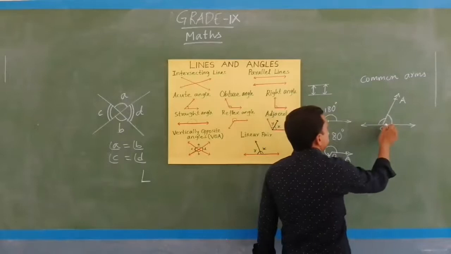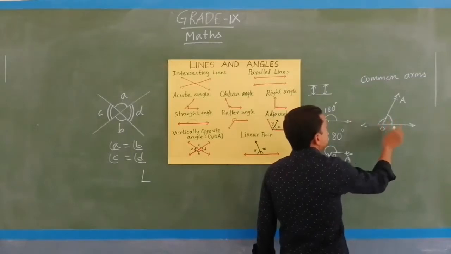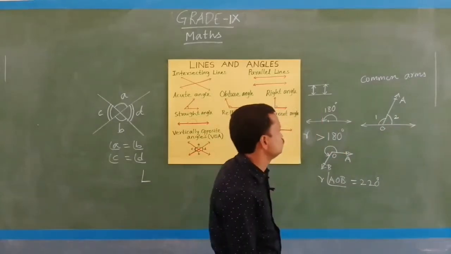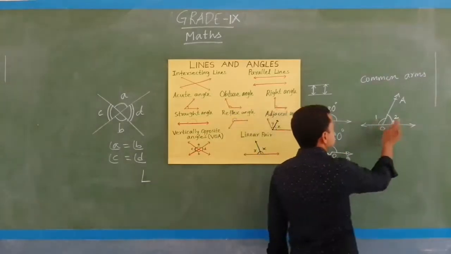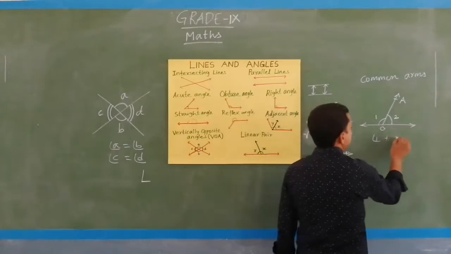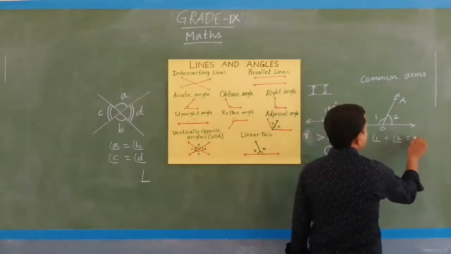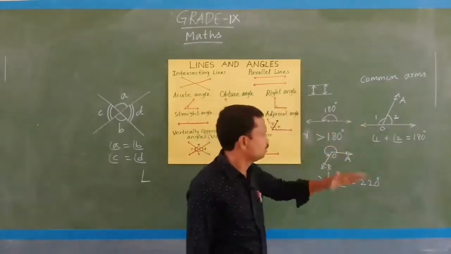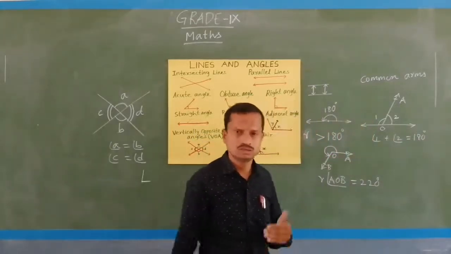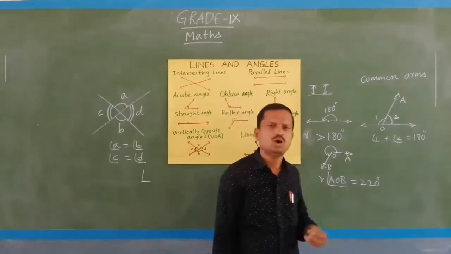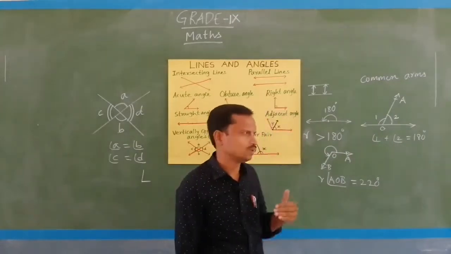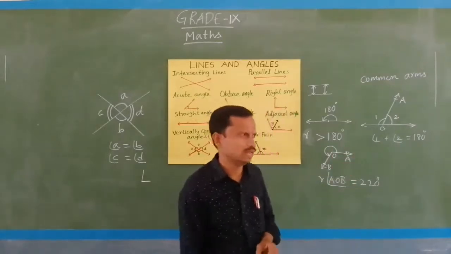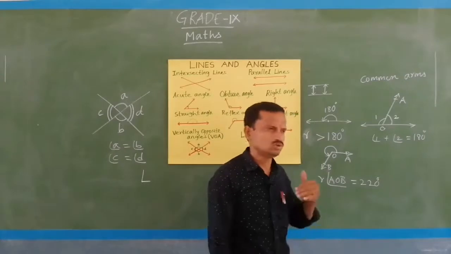So this OA makes two angles, angle 1 and angle 2. Clear? Angle 1, angle 2. Then if you add these angles, angle 1 and angle 2, you get 180 degrees, because that is the angle of a straight line. So what is the straight line angle? 180 degrees. If you measure the full angle of a line at one point, you get 180 degrees. So that is called a straight angle.